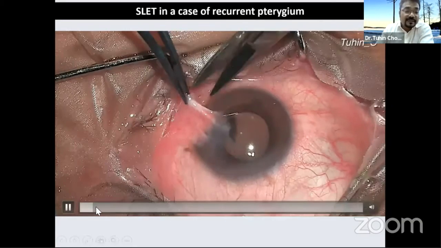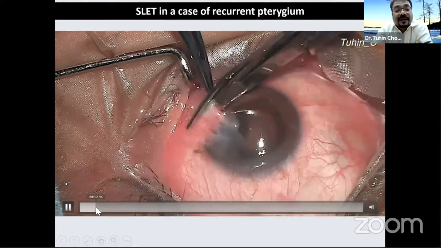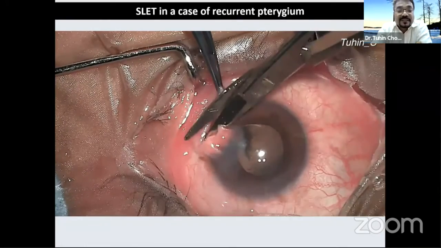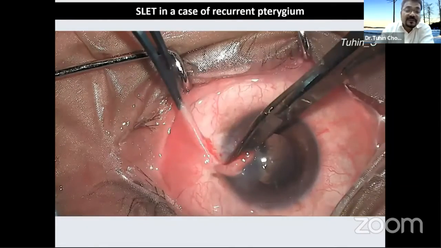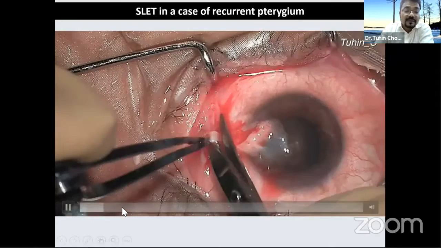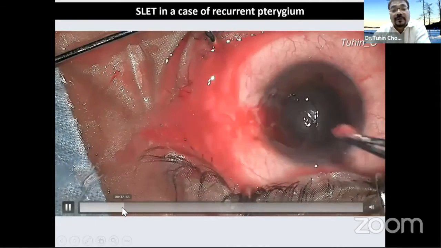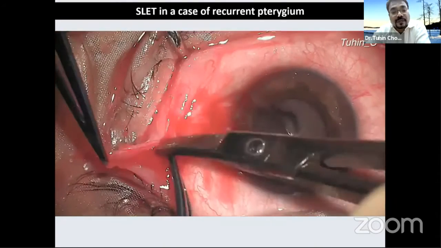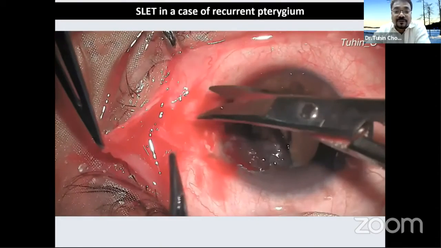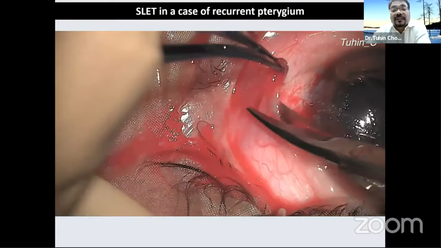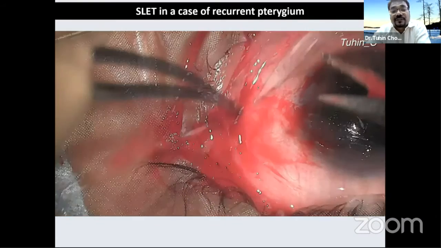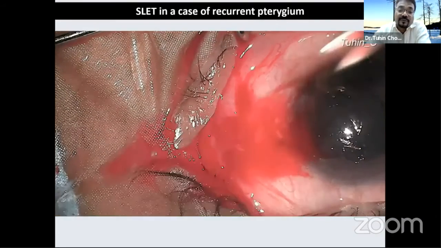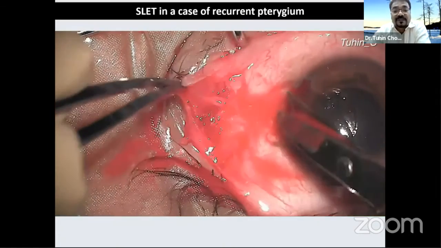So as mentioned earlier, in recurrent pterygium, first we have to go for superficial dissection and then go for deeper dissections. So you have to remove all those fibroid tissues and amalgamated Tenon's area. And in all these cases, we have to use mitomycin C 0.02% for 2 minutes.